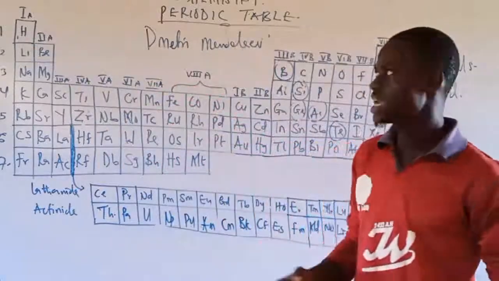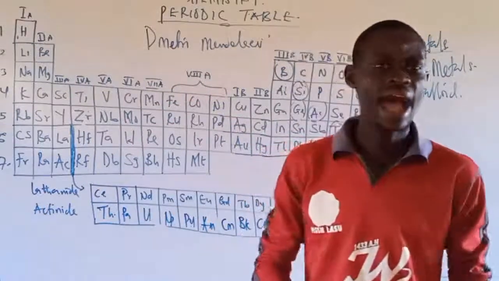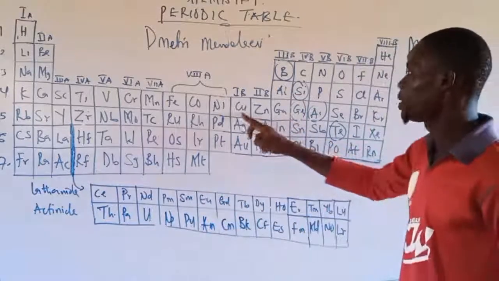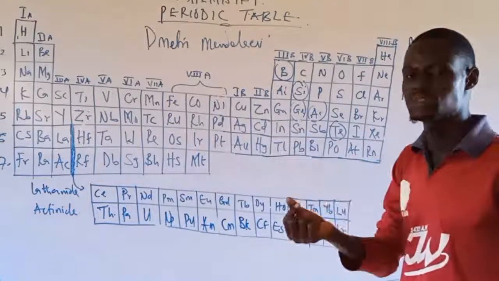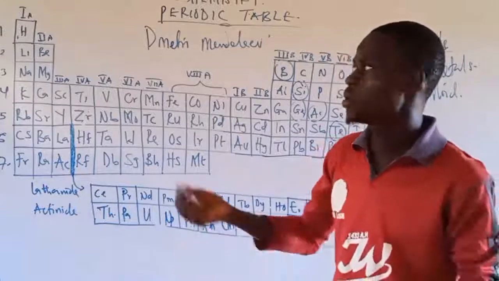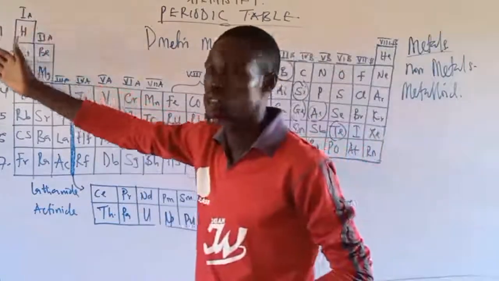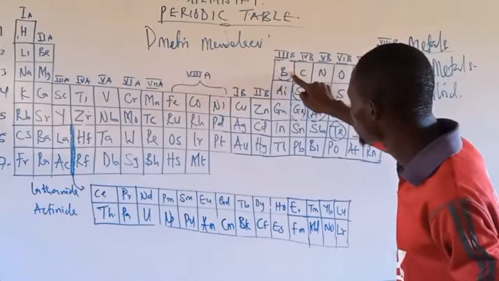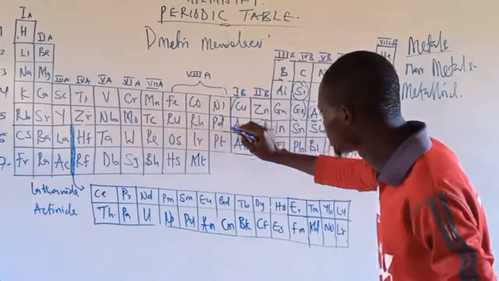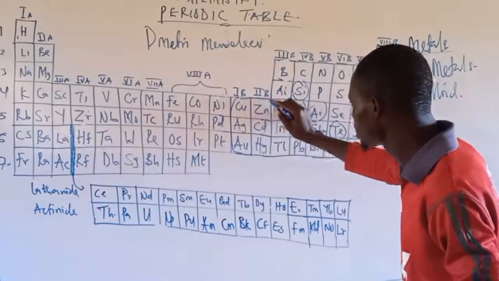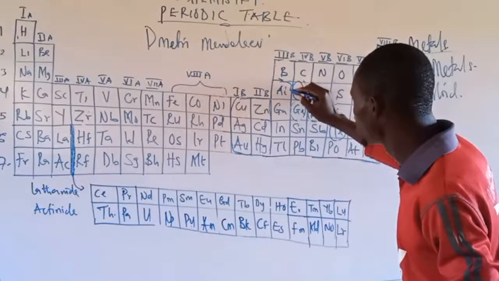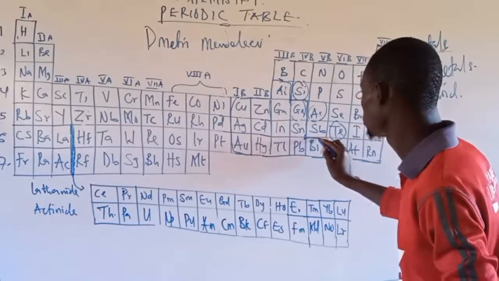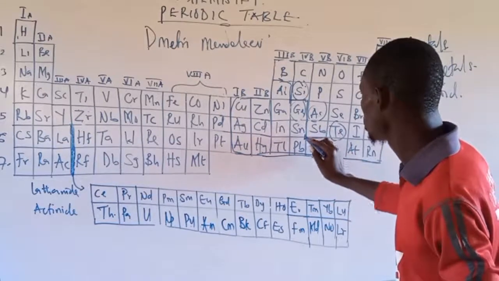For example, the 1A elements are highly reactive metals. That means they are highly what? Reactive metals. But you see, these 1B, 2B elements are least reactive metals, even though some of them do not even react. So there are other properties that differentiate the 1A metals from the 1B, 2B, 3B metals. The only metals found in the B group start from copper: copper, silver, gold, zinc, cadmium, mercury, aluminium, germanium, lead, bismuth, in this order.